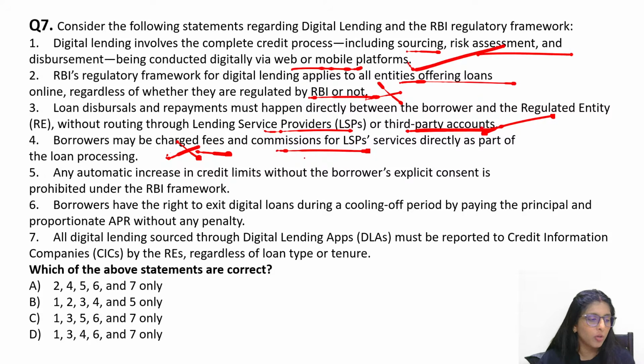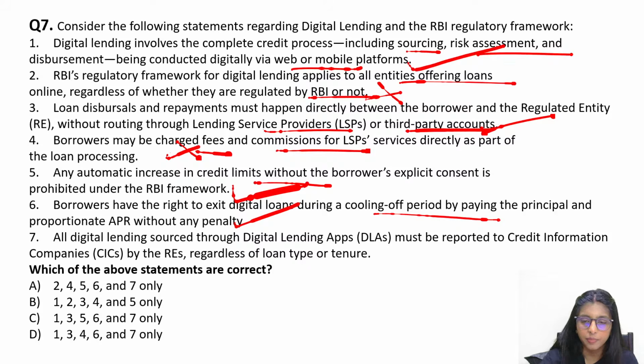All digital lending sourced through digital lending apps must be reported to the credit information companies by the RE, regardless of the loan type or tenure. It is also correct. So which are the correct statements? 1, 3, 5, 6, 7 are the correct statements. That is option C, the right answer.